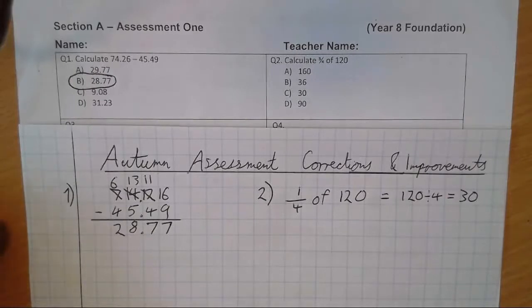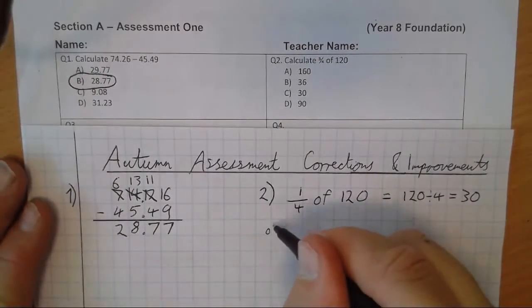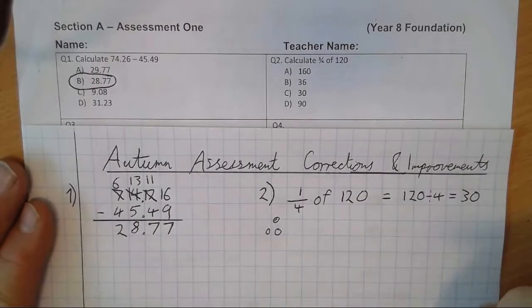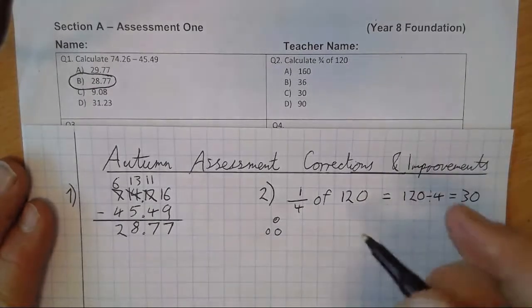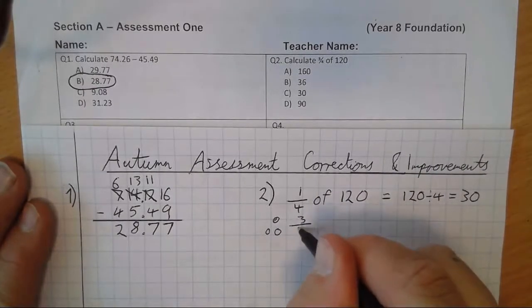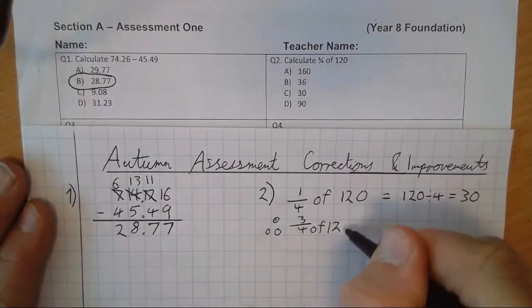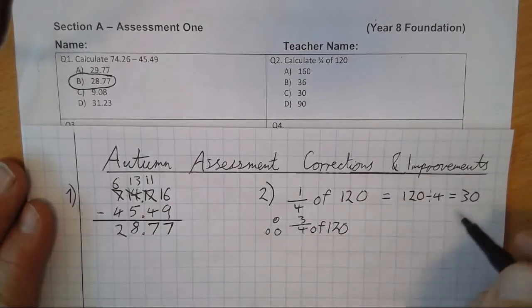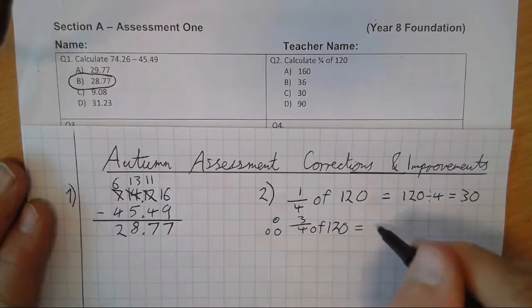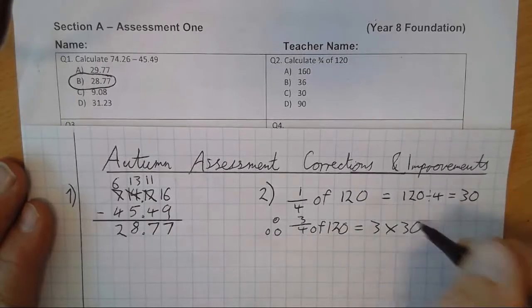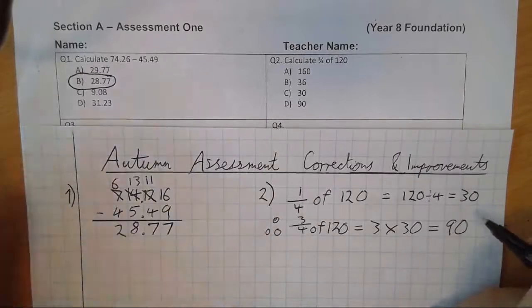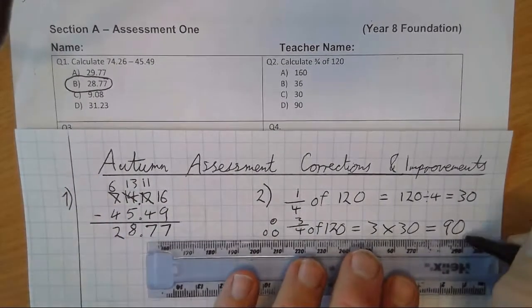Now I want 3/4. So therefore, this is a symbol which means therefore, and it saves me writing out that word. Therefore, 3/4 of 120 is 3 lots of the 1/4 of 120. So it's 3 times 30, which is 90. And there's my answer.